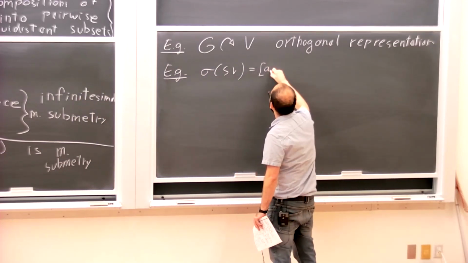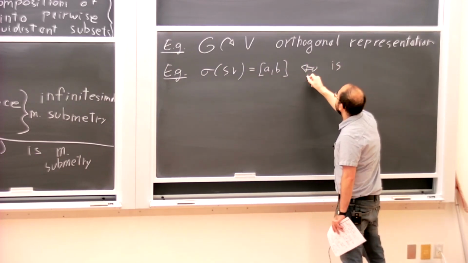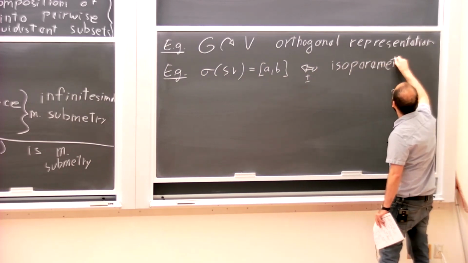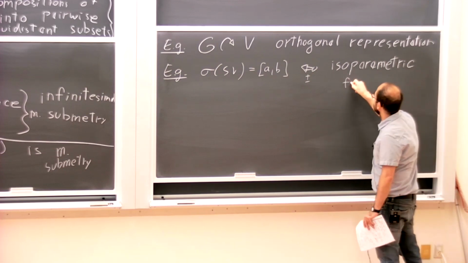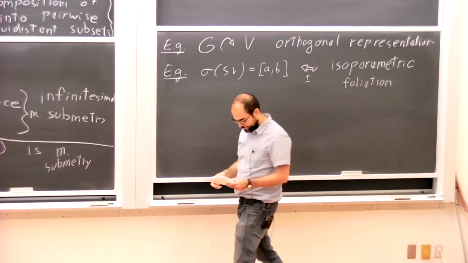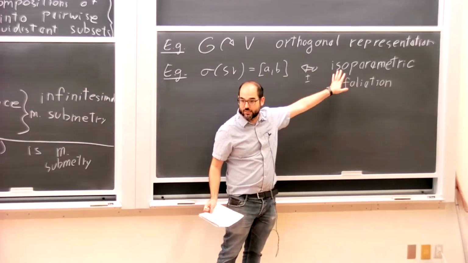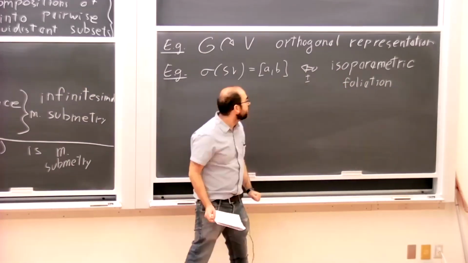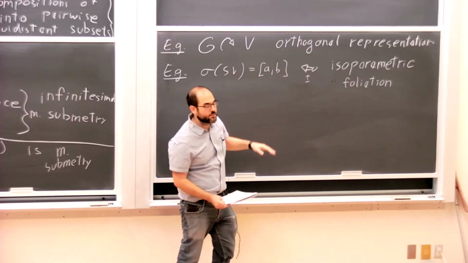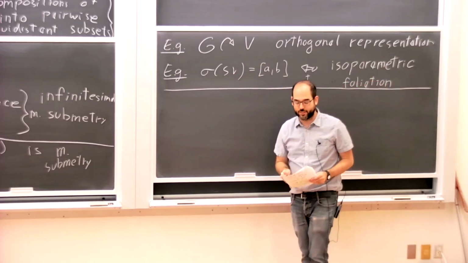So this is an interval. This is essentially the same thing as an isoparametric foliation. Right. So this is a very classical thing, going back to Cartan. I think it was mentioned in some previous talks as well, isoparametric foliations. And there are many that are inhomogeneous, many that do not come from this. Okay, so this class that I want to consider here includes all of these as examples.